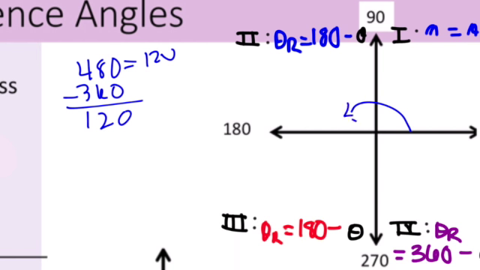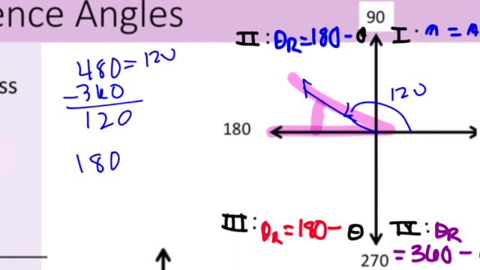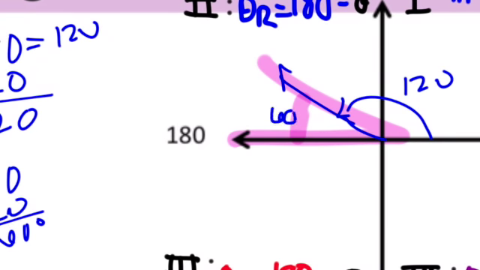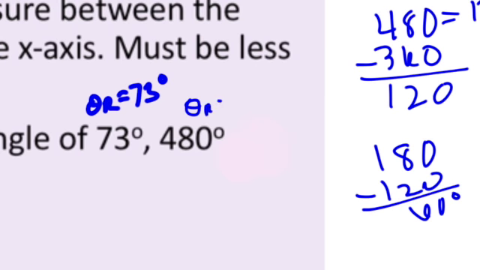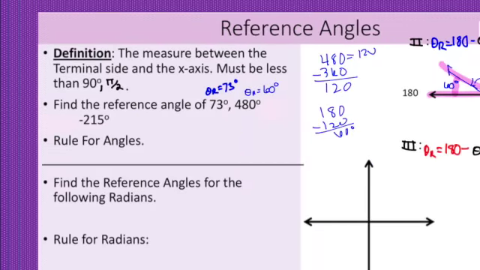So here's this angle right here. Now I want to find the reference angle, which is going to be the distance from the x-axis to that terminal side. So I want to find this piece right here. If I'm in the second quadrant, I'm just going to use my formula, which is 180 minus 120, and I get a measure of 60 degrees. So now I know that this measure right in here is going to be 60 degrees. So that's my reference angle. For 480, my reference angle is going to be 60 degrees. Let's do one more. It says negative 215.